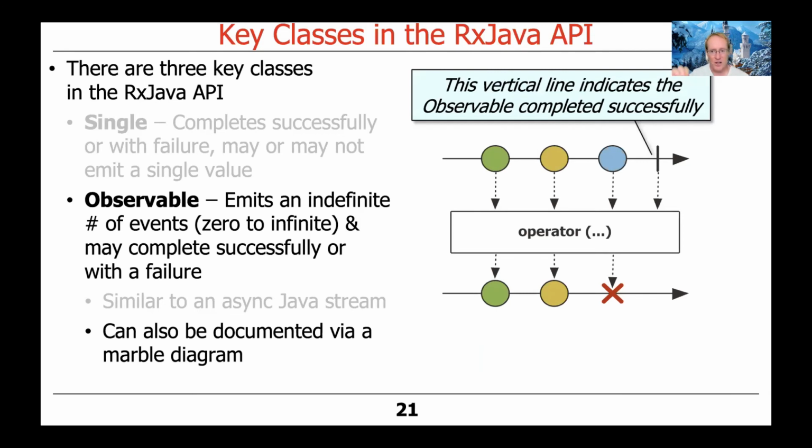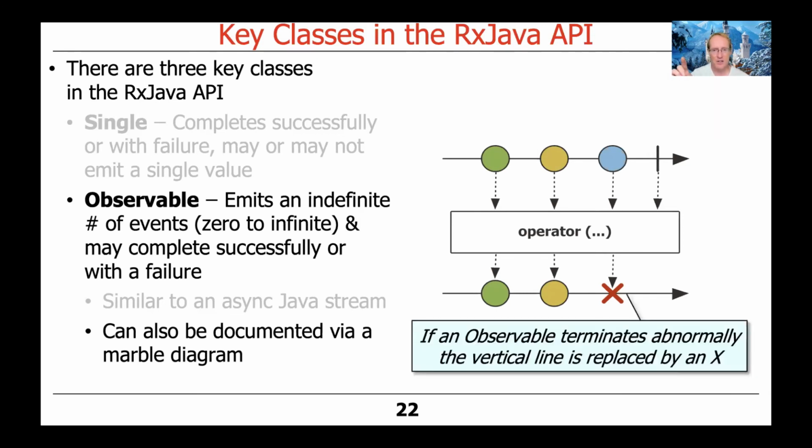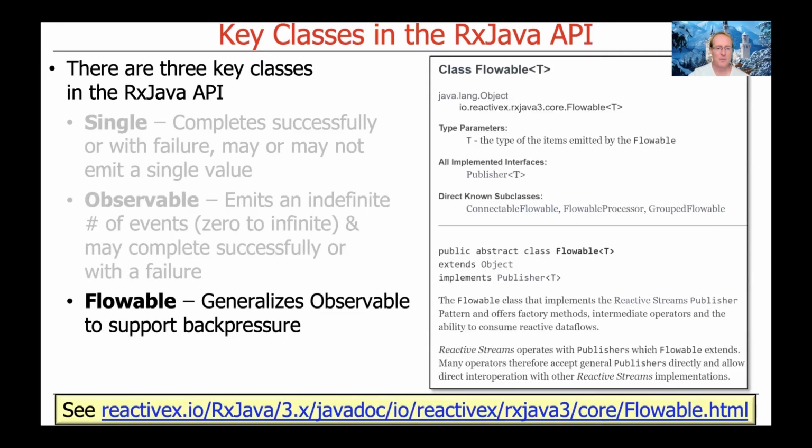If everything goes well, you have a vertical line. And if something fails, there's an X. So that, again, is a way to think kind of semantically and visually about the different operations. And we will look at lots and lots of these things as we go through the examples.